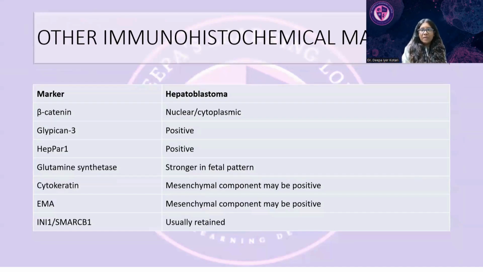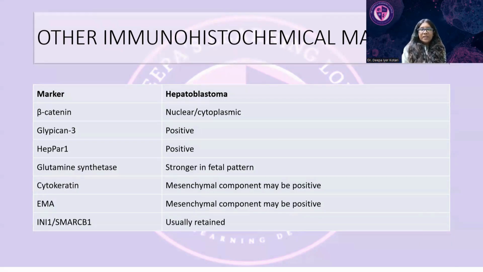Then, the other IHC markers that are important: one thing you have to remember is that beta-catenin alone should not be the only marker that you do for hepatoblastoma in isolation. You have to do glypican-3 and HEPAR1 also, which are positive in the fetal and embryonal type of epithelial components. And glutamine synthetase is particularly useful, as it is strongly expressed in the fetal component and can be patchy in the embryonal component.